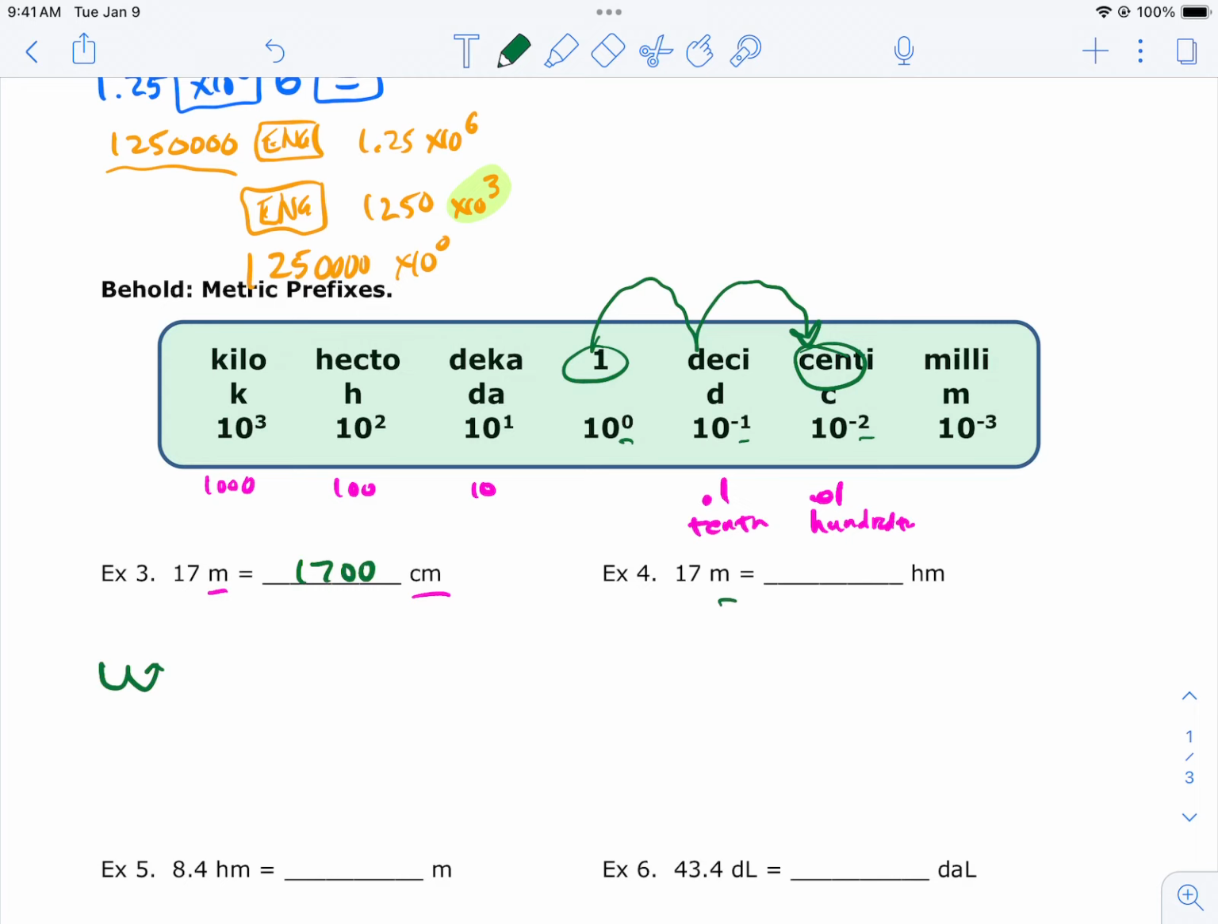To get from meters to hectometers, okay, let's erase that again. I'm going from meters, which is a base unit, to a hecto, which is over there. How far? 1, 2 jumps of the decimal. So I'm going to the left, 2 jumps of the decimal. So the 17 will become a 0.17.